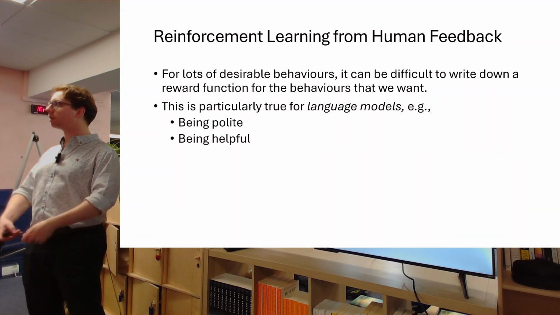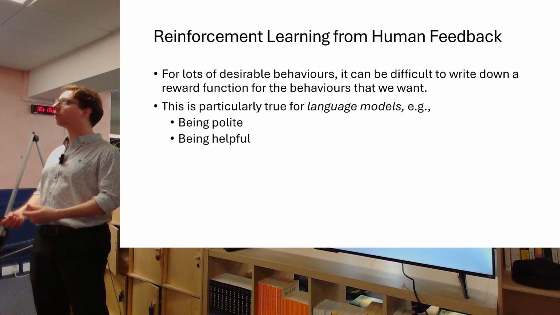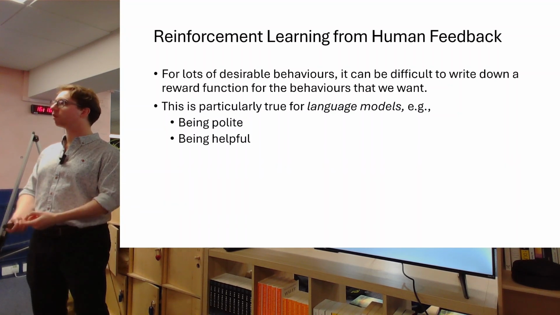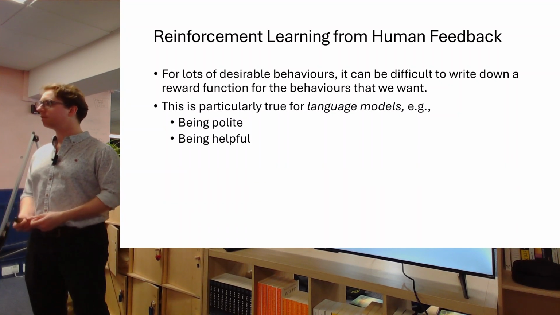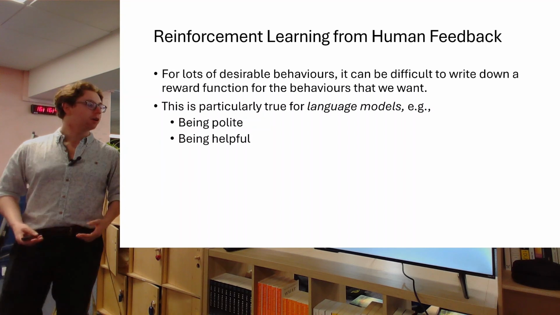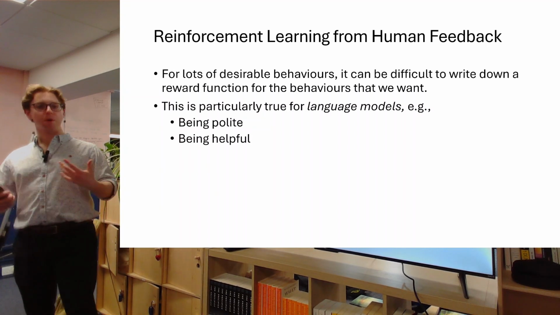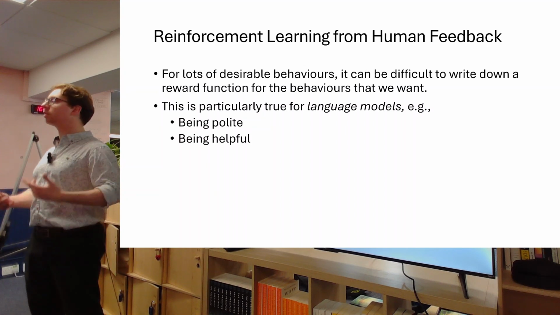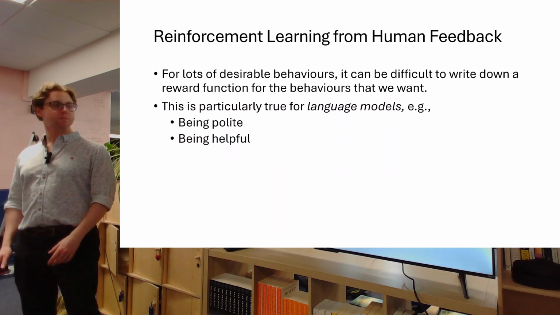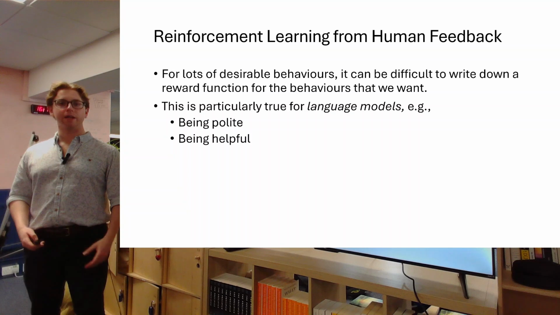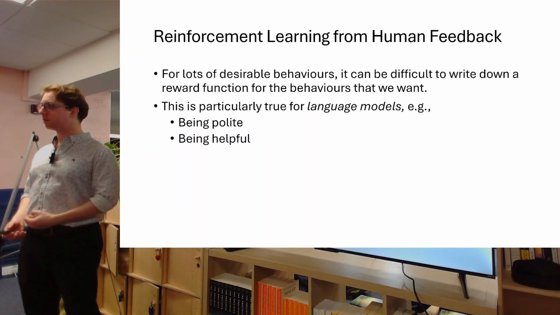So these are all things that we care about in our language model, but we can't write down a reward function that encodes these things, right? You might think of politeness, like maybe you can just write a reward that discourages swear words, but it's possible to be very impolite while not swearing at any point, right? And so it's really hard to write down something that encodes this.